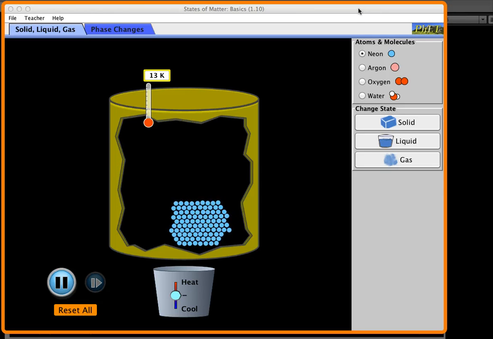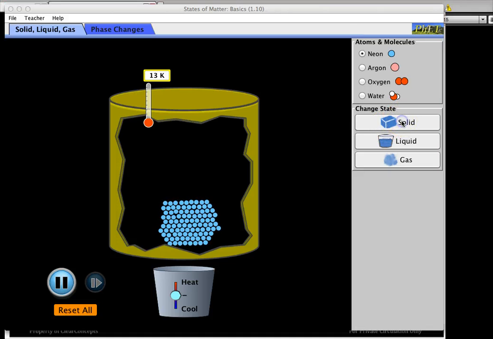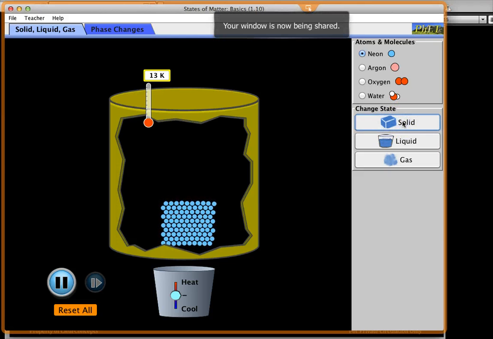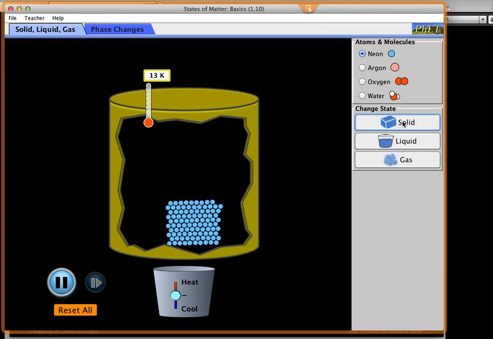All right. So now we are going to initially set this control to neon. It's neon atoms in here, the blue ones. You can see that. We'll also set the control to solid, which means we're talking about the solid state. That's what we're talking about.